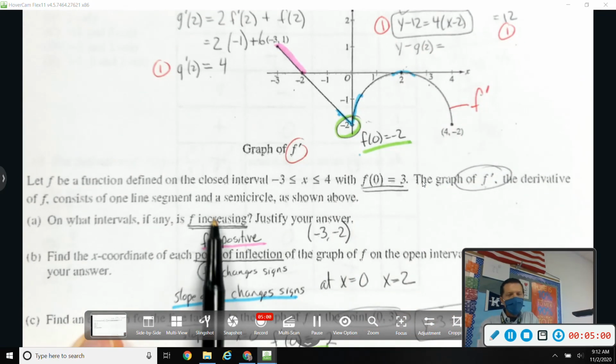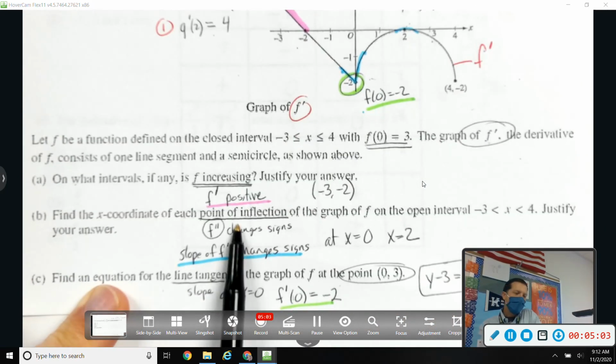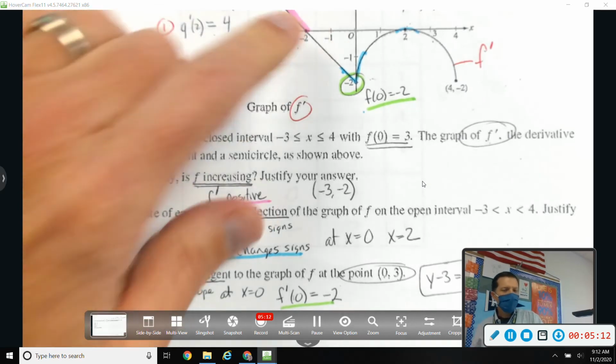And that means you have to translate some of the questions into things in terms of f prime so that you can use the graph. So the questions aren't hard as long as you can translate, I guess.